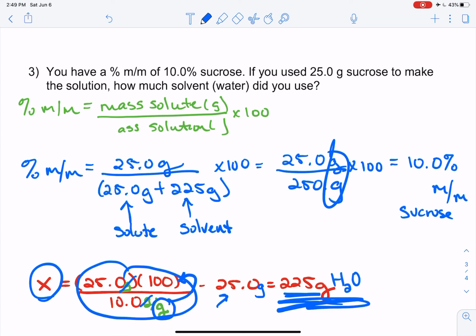In the next lecture, we'll go on to percent V over V, and then we'll do some parts per million, and then we'll do some dilutions.